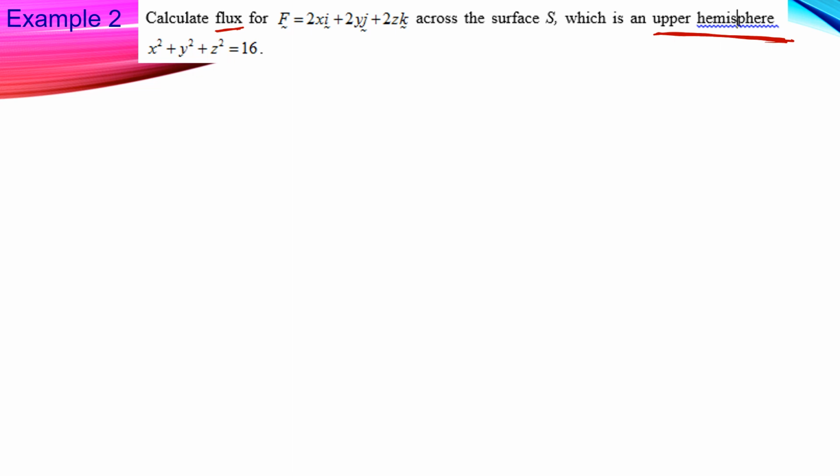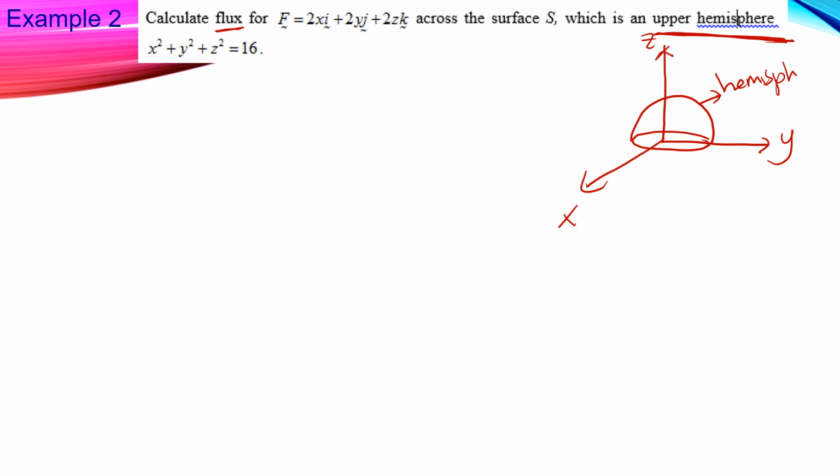Alright, if you want to sketch the upper hemisphere, with the x and y axes, upper hemisphere means that it is located above z equal to 0. So this is the hemisphere, x squared plus y squared plus z squared equal to 16.